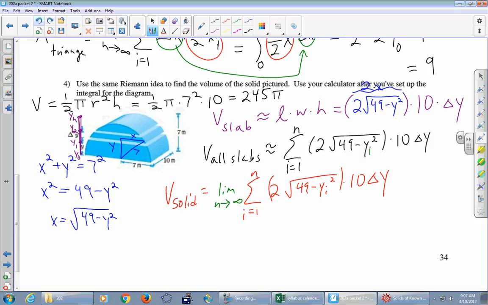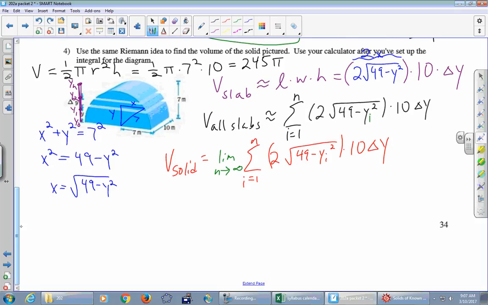Okay, and then the next step is also routine. If we happen to see exactly this kind of pattern with a limit and a summation and a function and a delta y, what does it become? It becomes an integral. And so this thing right here equals integral. All right, lots of this stuff gets copied. 2 square root 49 minus y squared.